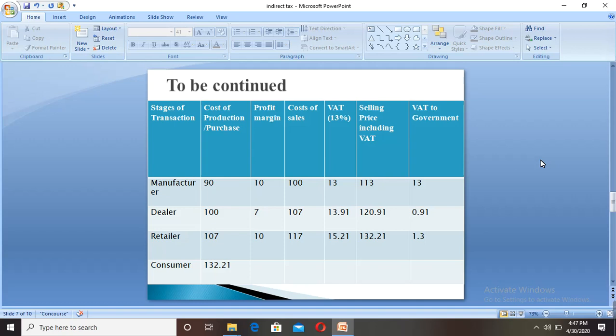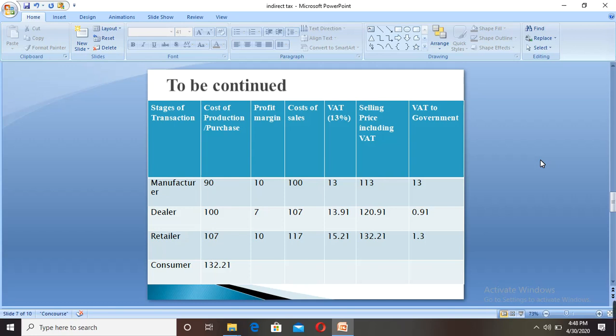Regarding the second case, the dealer's cost of purchase is 100 rupees and the dealer keeps 7 rupees as a profit margin. And when the profit margin is 7 rupees, its cost of sales is 107, where 13 percent VAT is included. And after the inclusion of 13 percent VAT on 107, it will be 13.91 rupees.